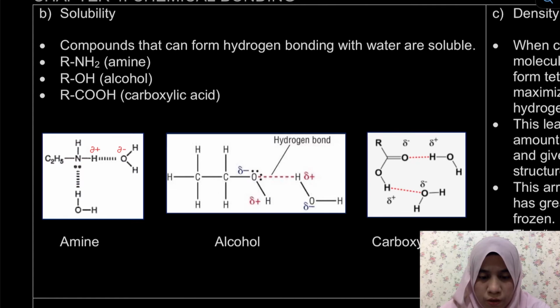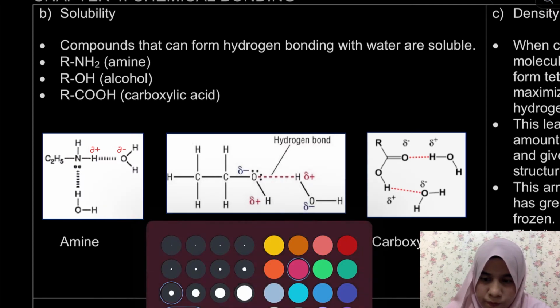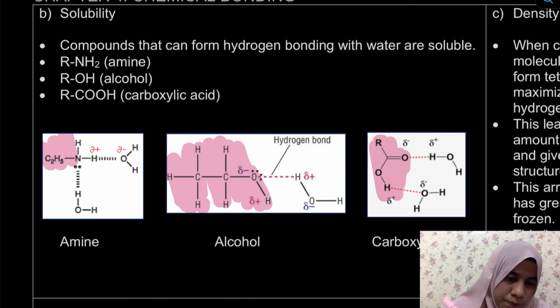Okay, next alcohol. So alcohol kita, our OH on our alcohol can form hydrogen bond with our water. And for the case of carboxylic acid is this one. This is our carboxylic acid. Ni kali je lah. This is alcohol. And this is our amine.